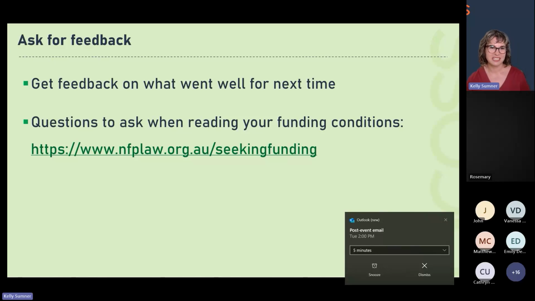We've also just linked there to Not-for-profit Law, who have some really useful guidelines for if you do get the funding that you're going for. We really recommend going there.